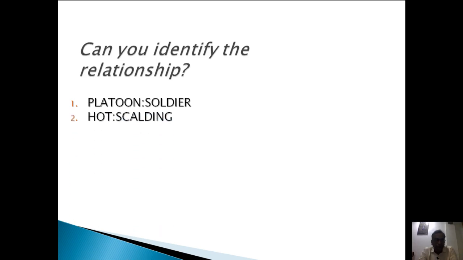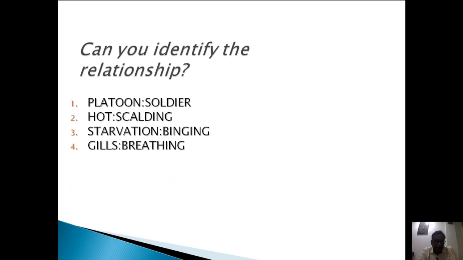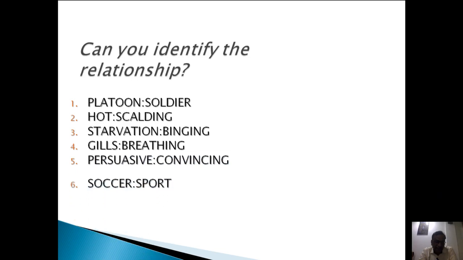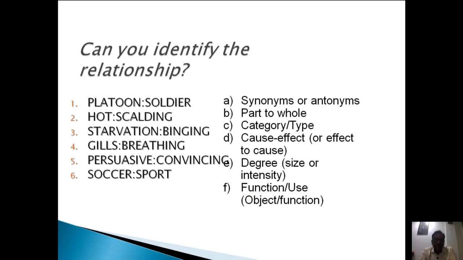Platoon equal to soldier. Hot equal to scalding. Starvation equal to binging. Gills equal to breathing. Persuasive equal to convincing. Soccer equal to sport. Then these are the categories you will have with the help of this particular example, and the categories are also given here. Now I am giving you at least a minute to identify which particular example has a relation with which category. You should use that.